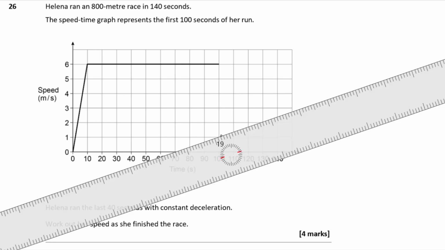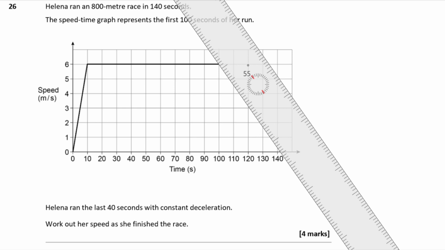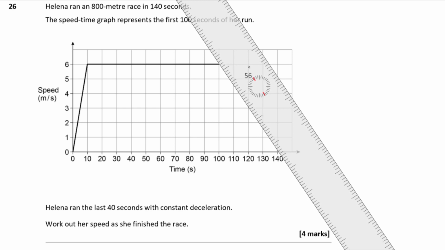Now, I've seen quite a few students just assume that line, because it's a constant deceleration and it's the end of the race, they assume that it's going to go like that. So it's going to run down and hit 0 at 140. But she's not going to be finishing the race at 0 meters per second. Otherwise, she'd never get there. She's never going to actually get there, is she?